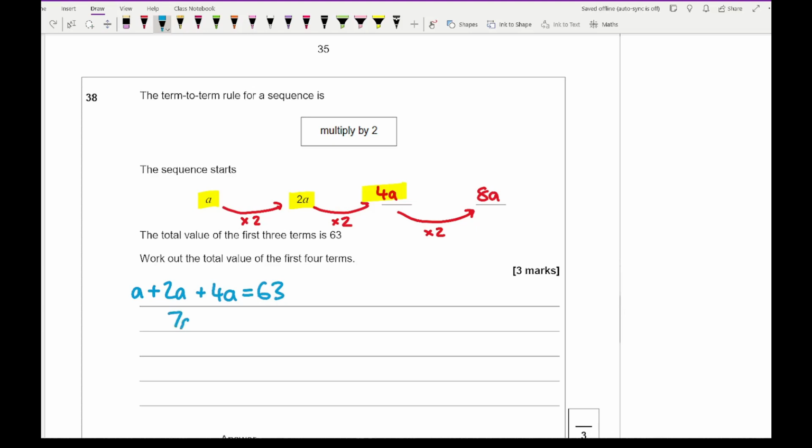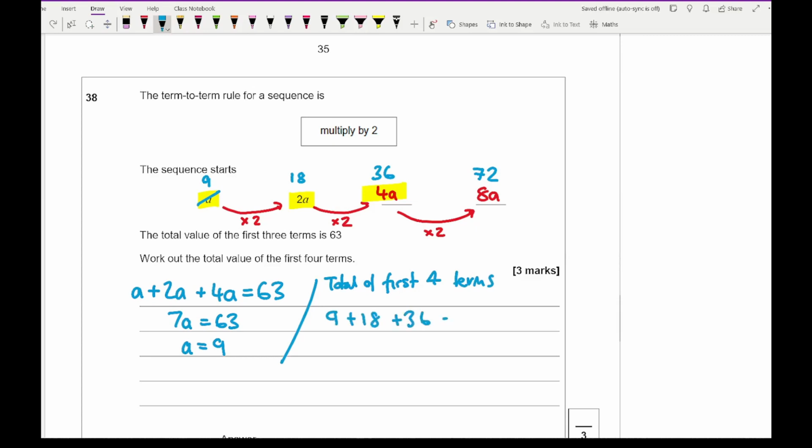So that means that 7a equals 63. So a equals 63 divided by 7, which is 9. So then substituting 9 in, that's going to equal 9, that's going to equal 18, that's going to equal 36, and this is going to equal 72. So the question is then asking, work out the total value of the first 4 terms. So the total of the first 4 terms is going to be 9 plus 18 plus 36 plus 72, which gives me a total of 135.